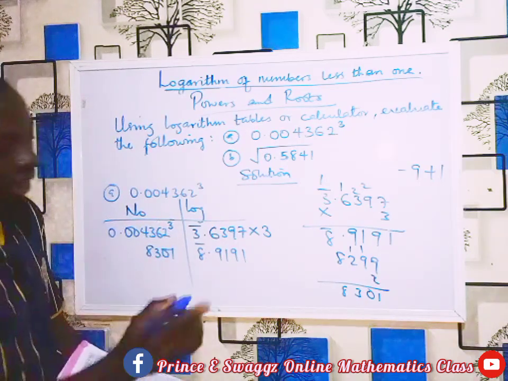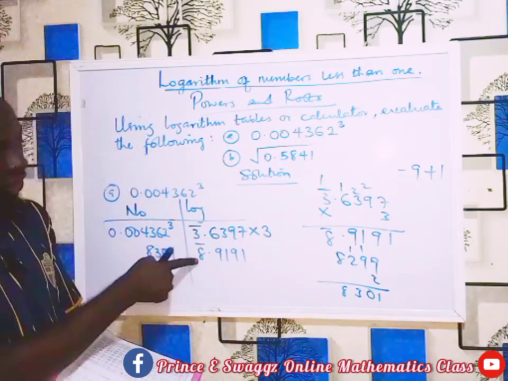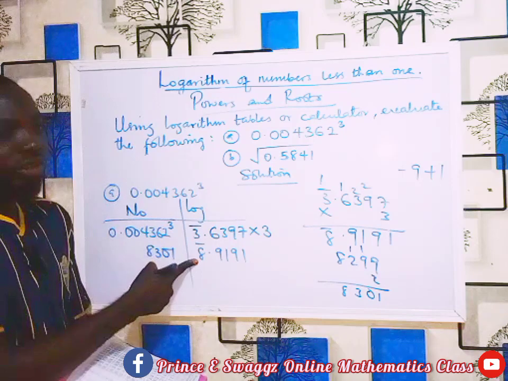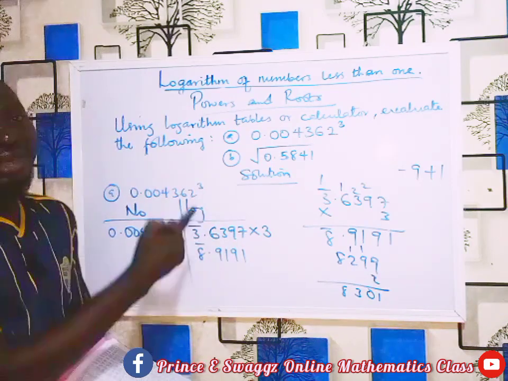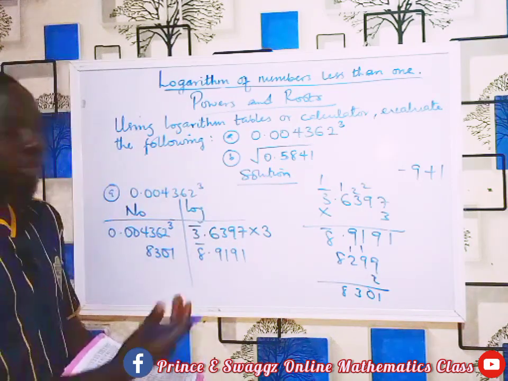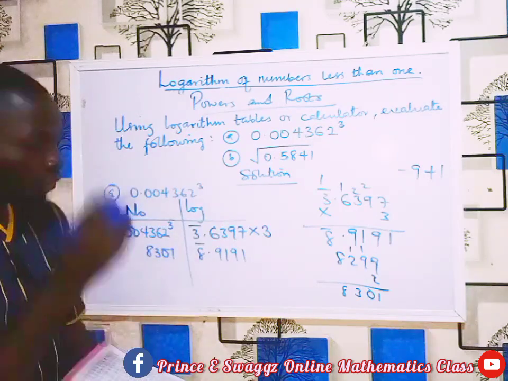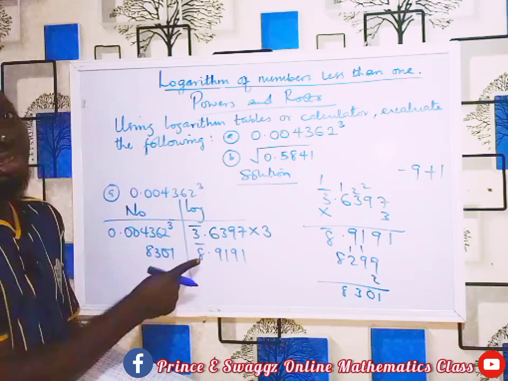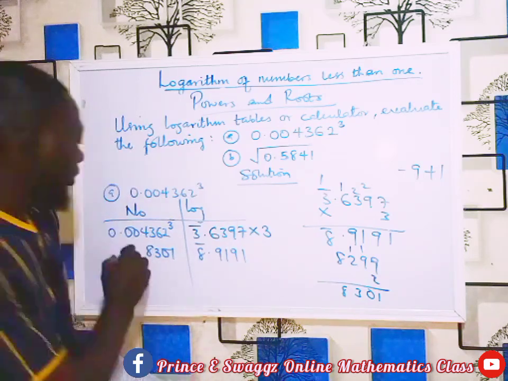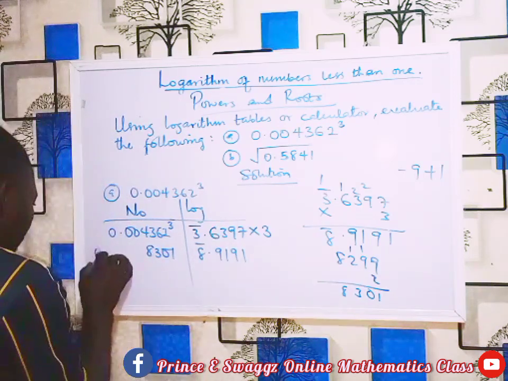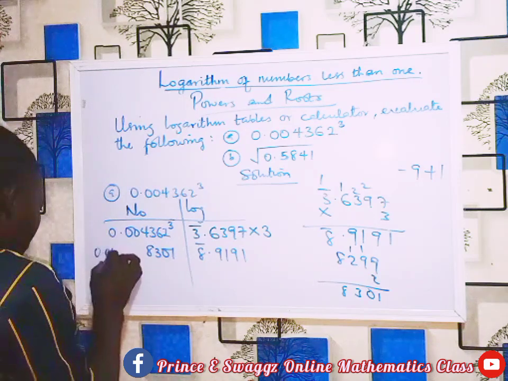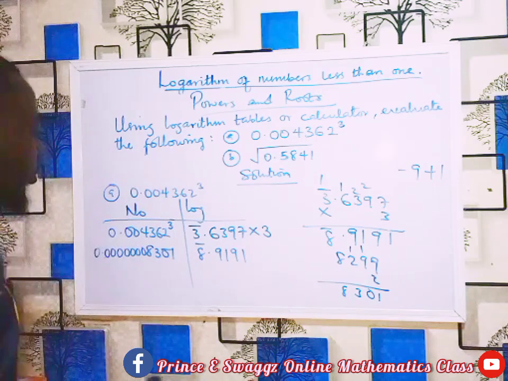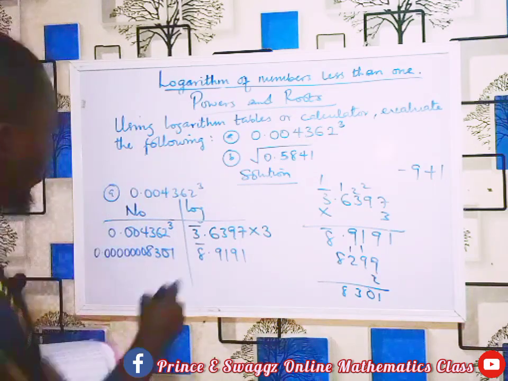Now, to know your decimal point, check the integer. The integer is negative. That means the number that gives us this is a number less than 1. A certain number of zeros must come before this. How many zeros? This is bar 8, that means 8 zeros will come before this number. That will give us 0 point, then 1, 2, 3, 4, 5, 6, 7, 8. So we are going to have 8 zeros before it.